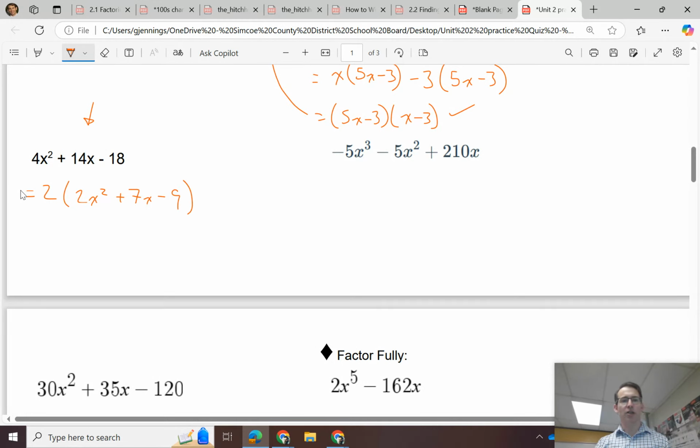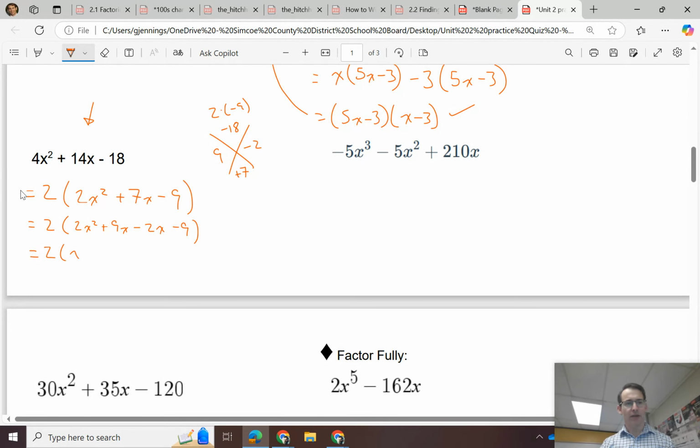Now I do this special x game again where I multiply to 2 times negative 9, and that's negative 18, and adds to 7. Multiplying to 18 and adding to 7 is not hard. It's 9 and minus 2. So I rewrite again. This is 2 times 2x squared plus 9x minus 2x minus 9. Again, notice I have not destroyed that 2.